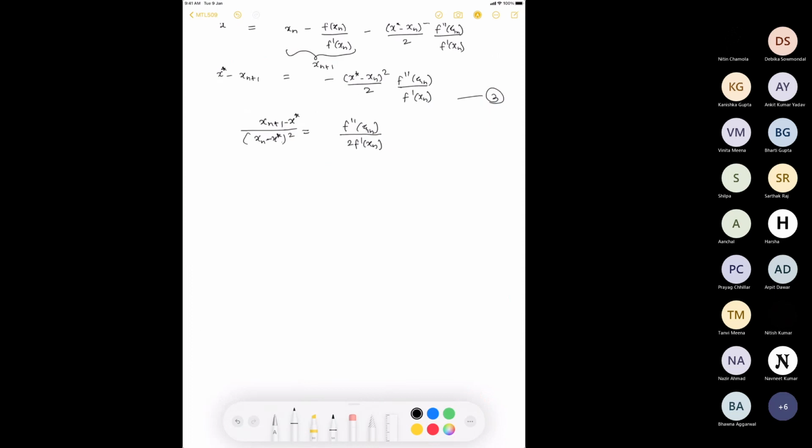So now we are aiming to show that xn converges to x star.